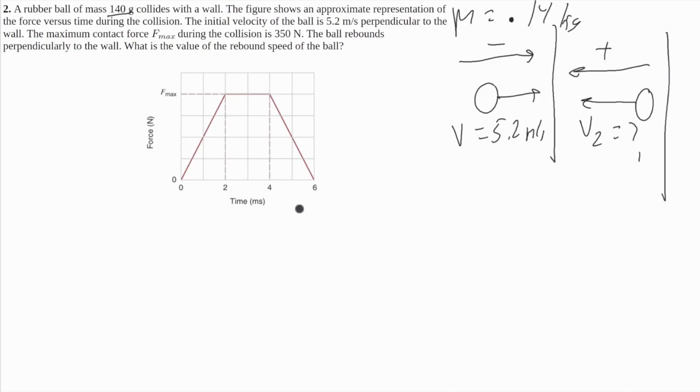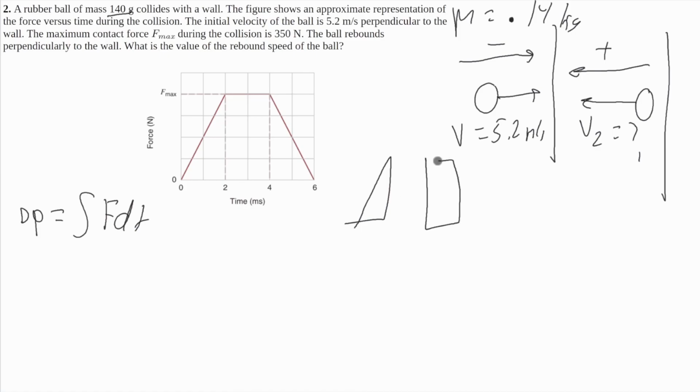Now, this is a force versus time graph, and one thing to note about a force versus time graph is that delta p, which is your change of momentum, is equal to the integral of force dt. So this is just saying that the area of this curve of a force versus time graph is going to be your change of momentum. Now we don't have to do any fancy calculus here. We can just add up the area of each of these shapes. So we have a triangle, and we have a rectangle, and then we have another triangle.